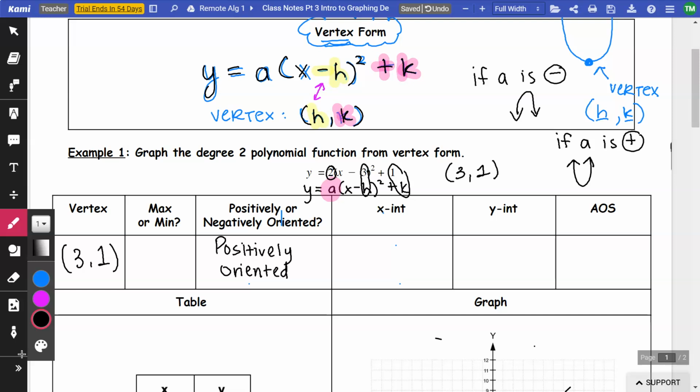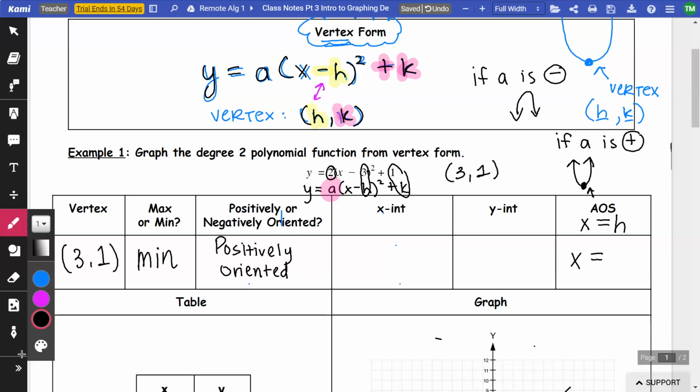And because it's facing up and positively oriented, that vertex is therefore a minimum. Then we're going to wait to figure out our x-intercept and our y-intercept in just a second. And then for our axis of symmetry, remember it's x equals whatever the value of h is. Well, what was h? We already know h is 3.